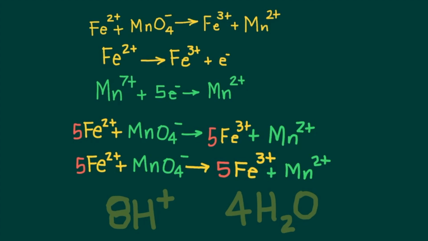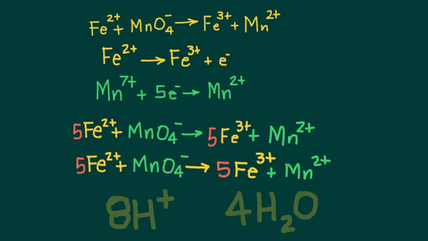has an oxidation state of positive 7, and this is changing to positive 2. For this to happen, 5 electrons need to be added or gained by Mn7 positive. As it does this, manganese goes from oxidation number positive 7 to oxidation number positive 2. And these are the two half equations.